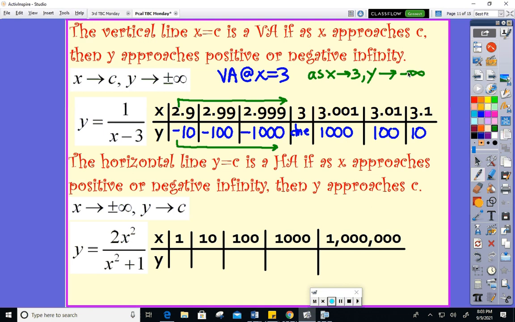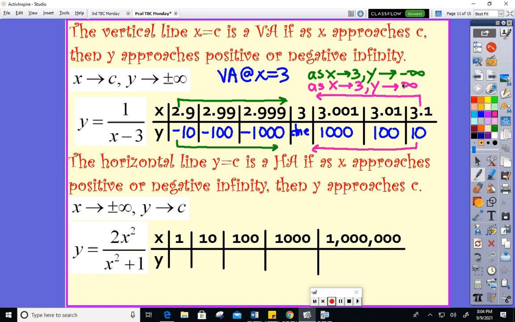So now, if I look going the other direction, x goes from 3.1 to 3.01 to 3.001. I'm also allowing x to go to 3 this time from the right side, or from x values that are larger than 3. And notice what my y values are doing. They're going from 10 to 100 to 1,000. So my y values are getting huge positively. So as x goes to 3, my y values are going to either negative infinity or positive infinity. It doesn't matter which one they go to. I'm demonstrating a vertical asymptote.